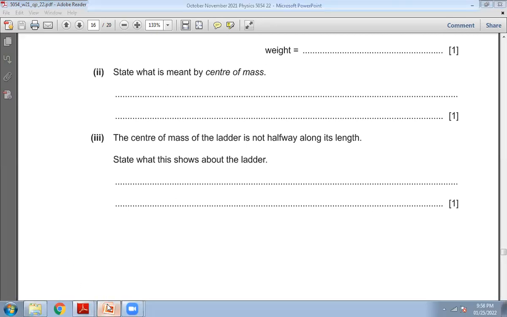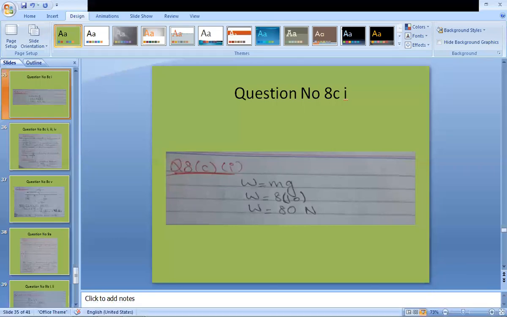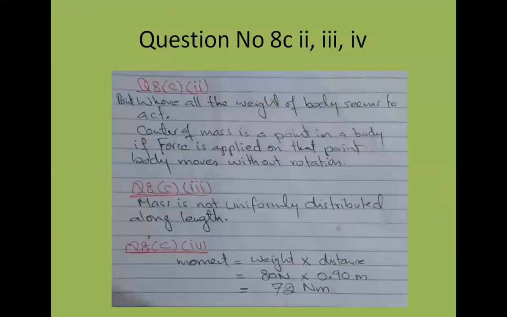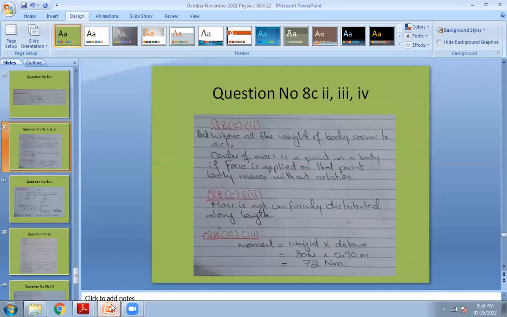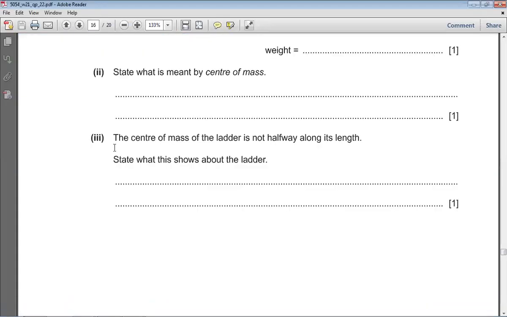So there are many definitions. The point where all the weight of the body seems to act, or you can define it like this: center of mass is a point in a body where, if force is applied on that point, the body moves without rotation. Okay, so that's the definition of center of mass. Let's go to the next part.